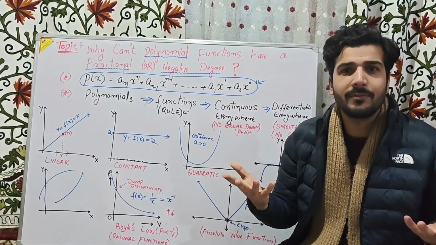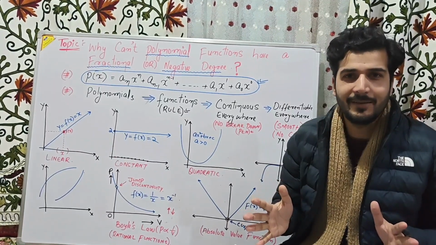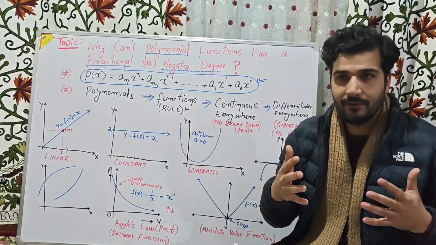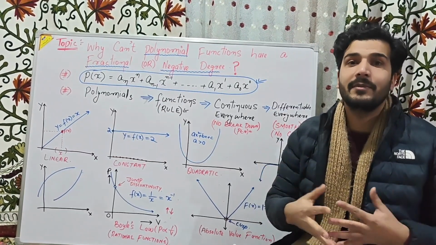क्या होगा? कौन सा पहाड़ टूट पड़ेगा अगर ये डिग्री हो भी सकती है, right? So this is what we are going to discuss today. Why can't the degree be a negative number? Why can't the degree be a fractional number?